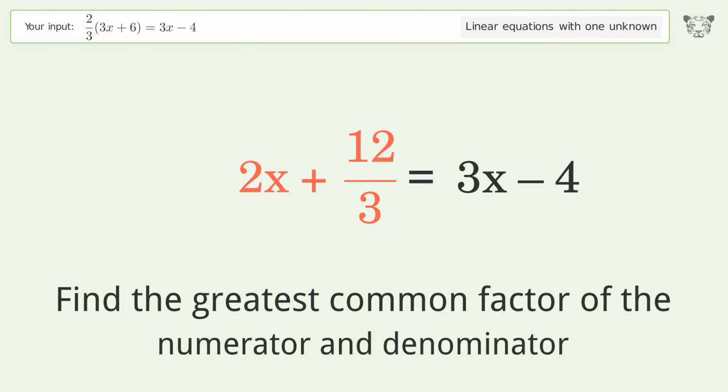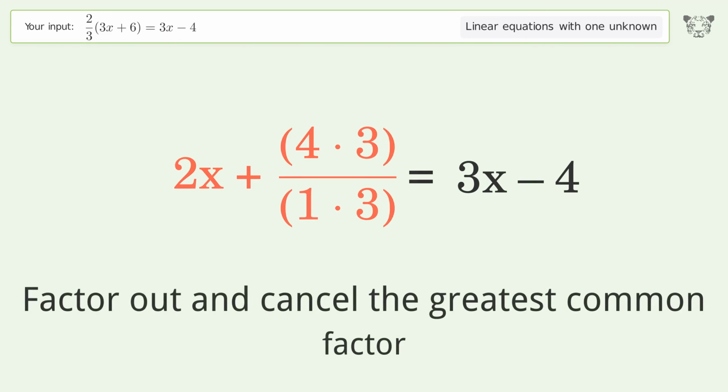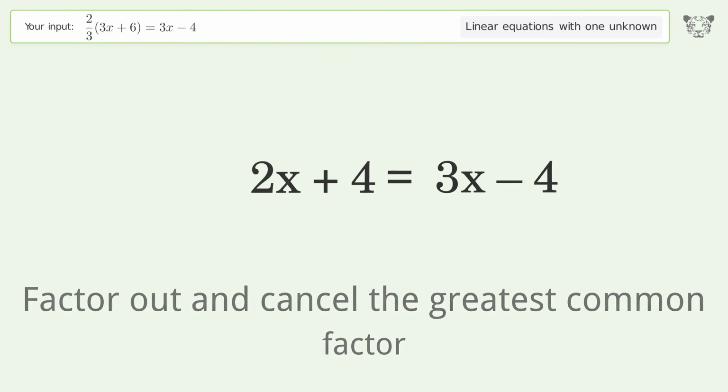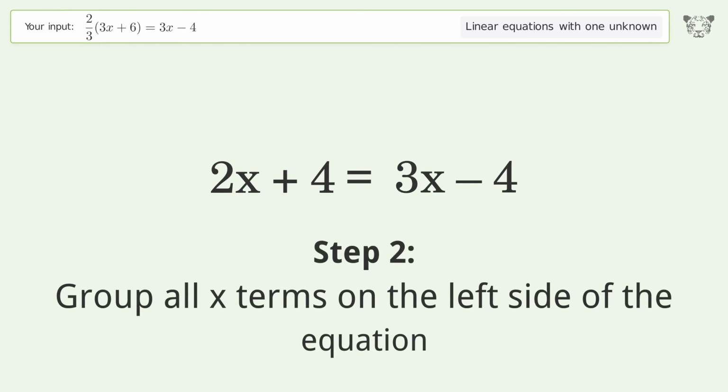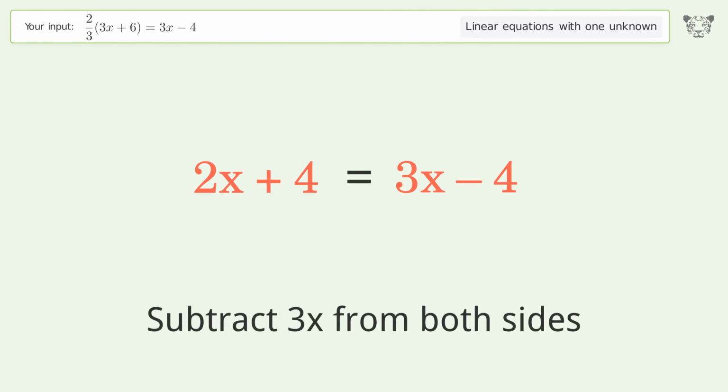Find the greatest common factor of the numerator and denominator. Factor out and cancel the greatest common factor. Group all x terms on the left side of the equation. Subtract 3x from both sides.